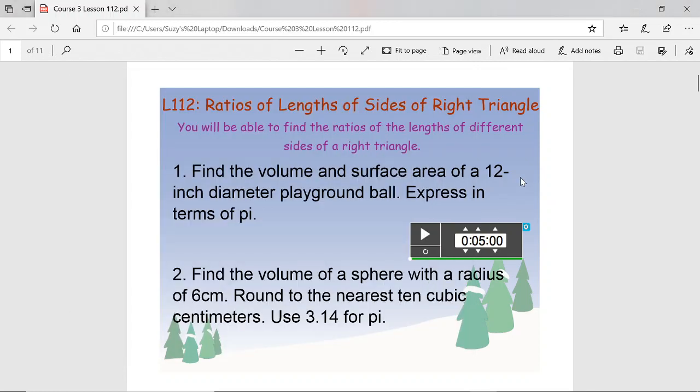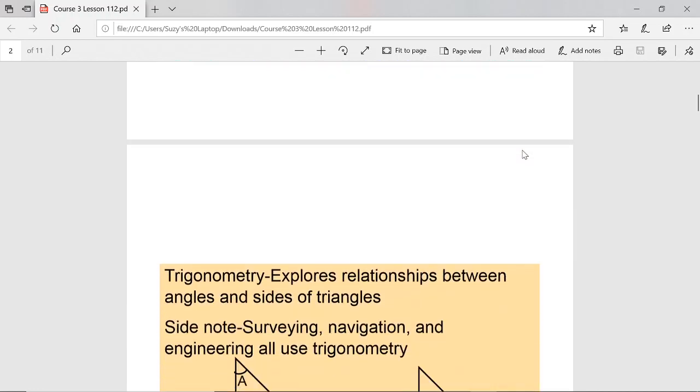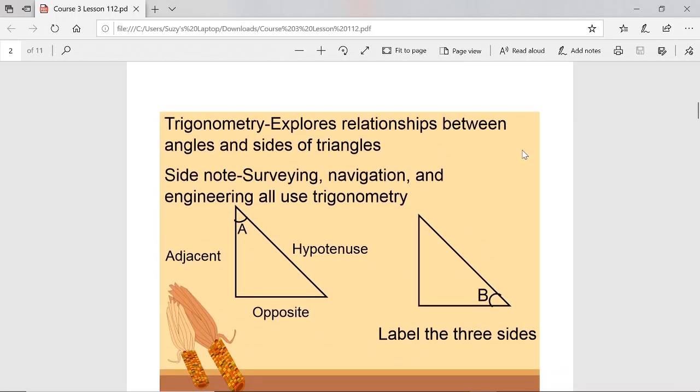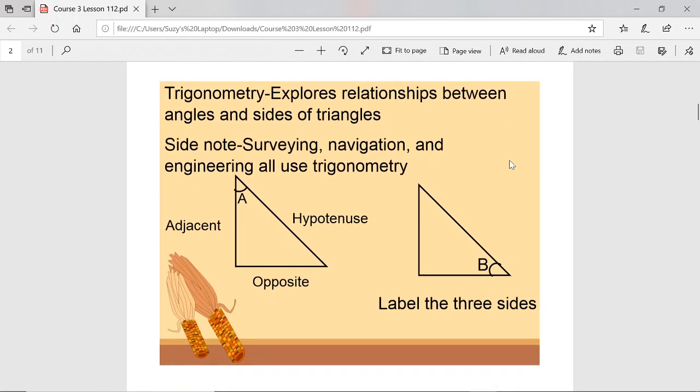Course 3, Lesson 112, is all about looking at our right triangles and figuring out some ratios of the lengths of the sides. This is kind of an intro to trigonometry, which we will look at in a little bit more detail in another lesson very soon. But just to begin with some of these different words that we will be using. So trigonometry explores relationships between sides and angles. It's used in a lot of different things like engineering, surveying, navigation. But just some words that we're going to use.